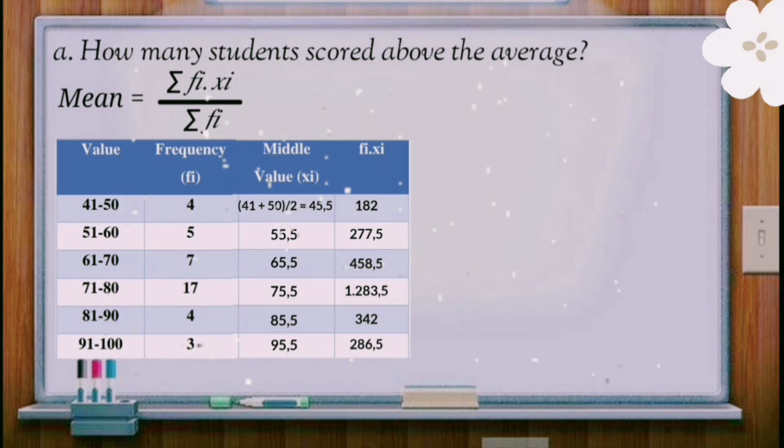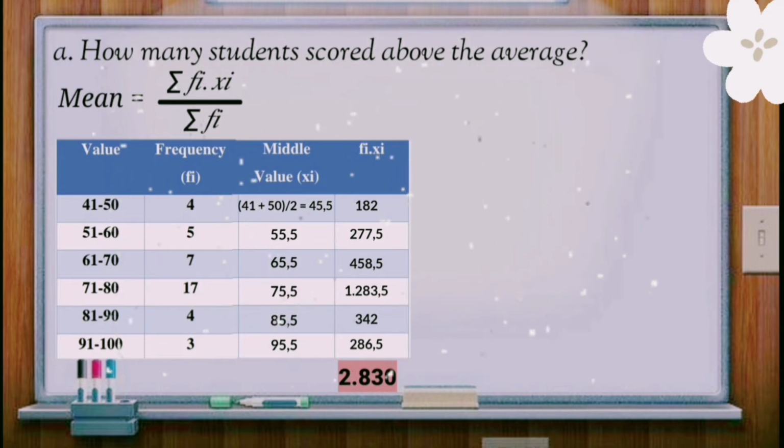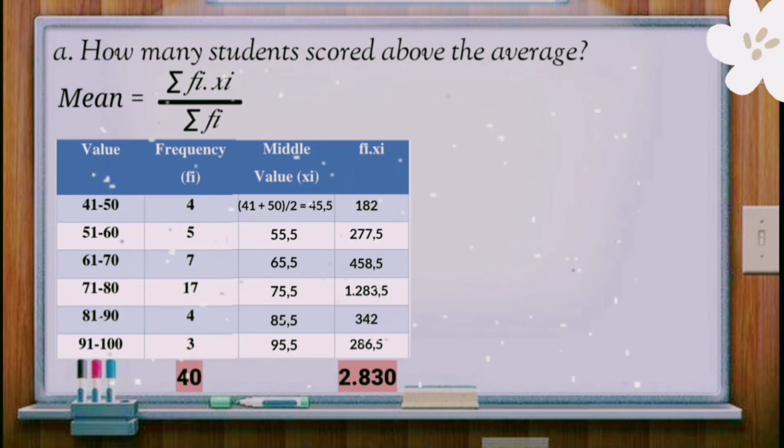After that, we add 182 plus 277.5 plus 458.5 plus 1283.5 plus 342 plus 286.5 equals 2830. This is called sigma Fi times Xi. Then the frequencies are also summed. This is called sigma Fi, which is the number of frequencies.